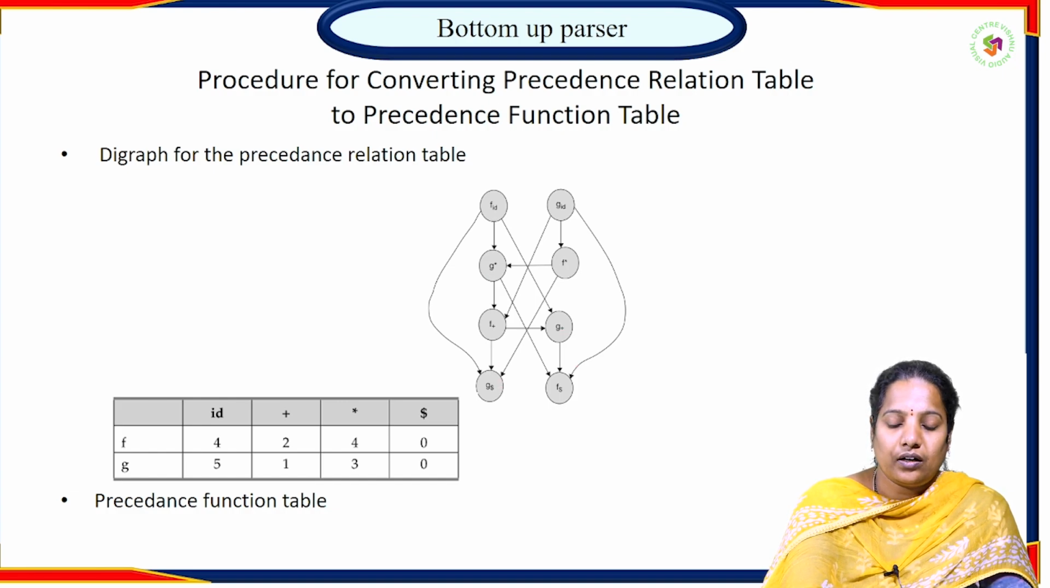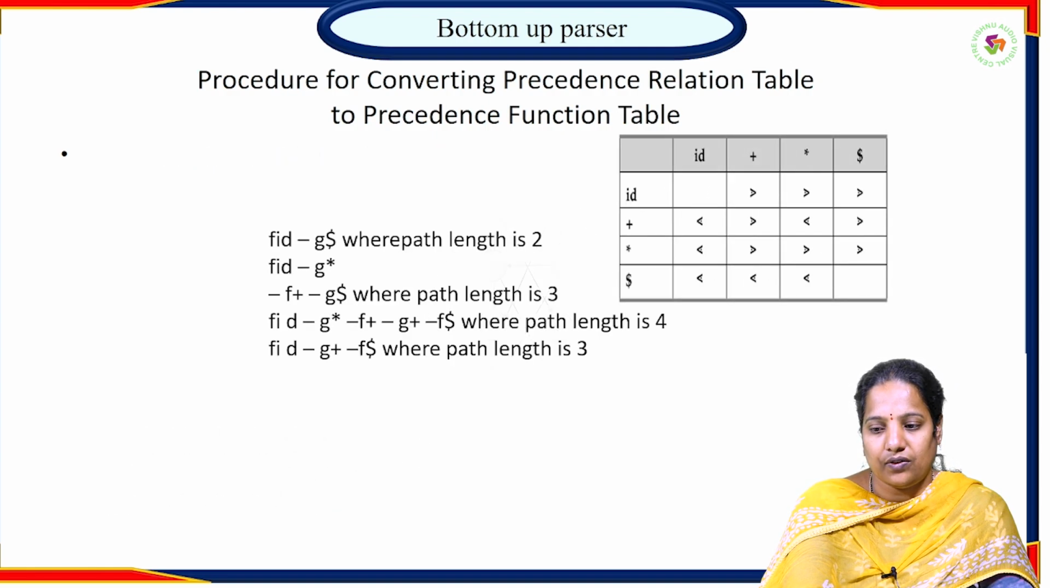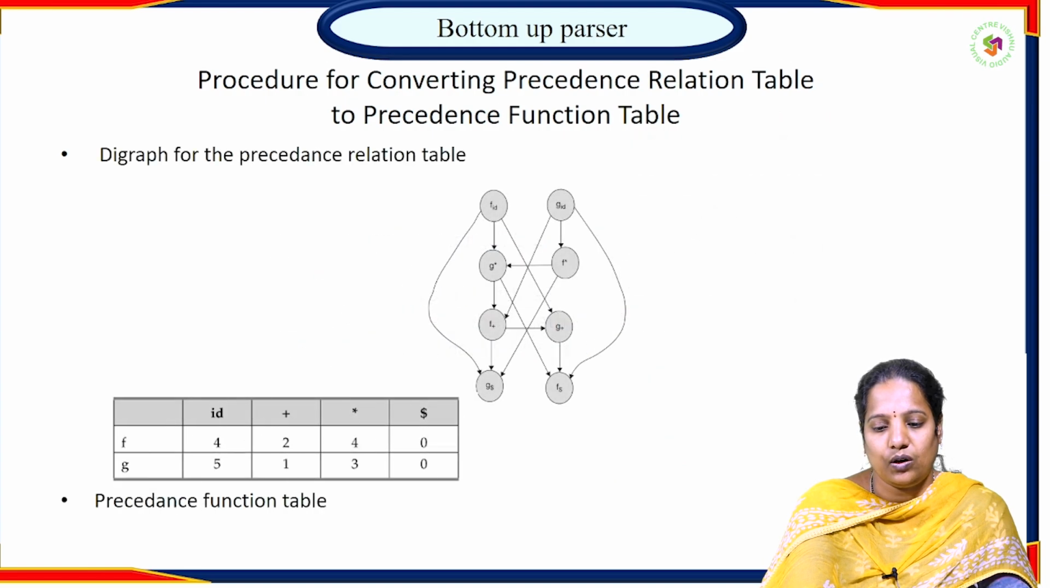After drawing the vertices, we need to connect the vertices with different edges depending upon the precedence relation. Whatever the relation that we have defined in the previous table, by using this previous table, we just need to draw the edges in between the vertices. Just FID, ID is having higher precedence than plus.